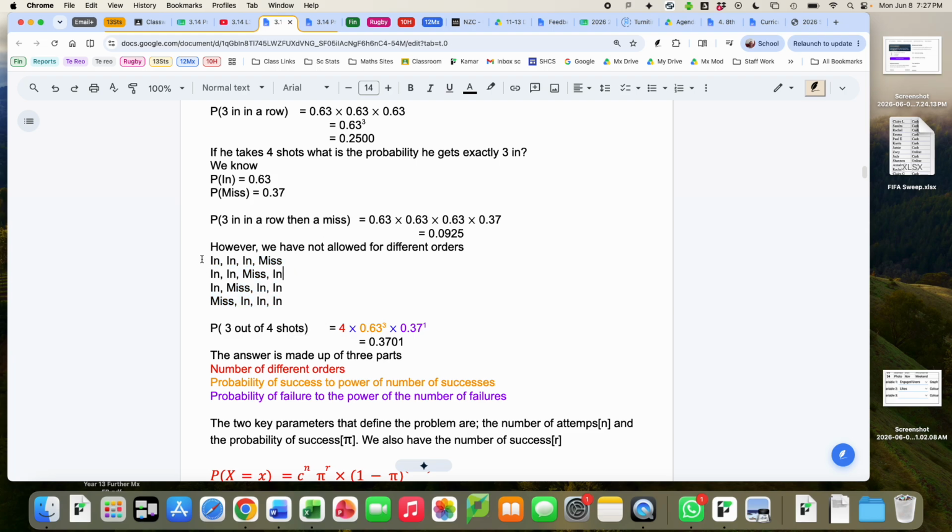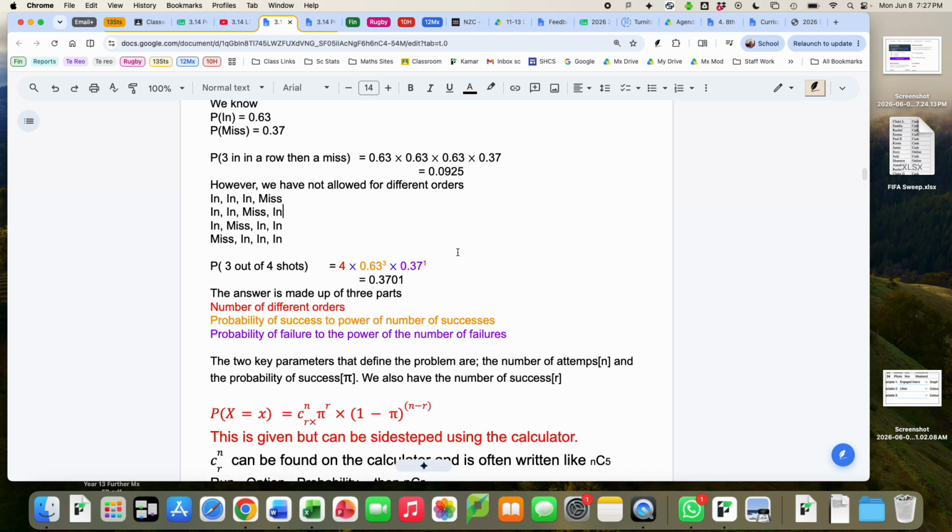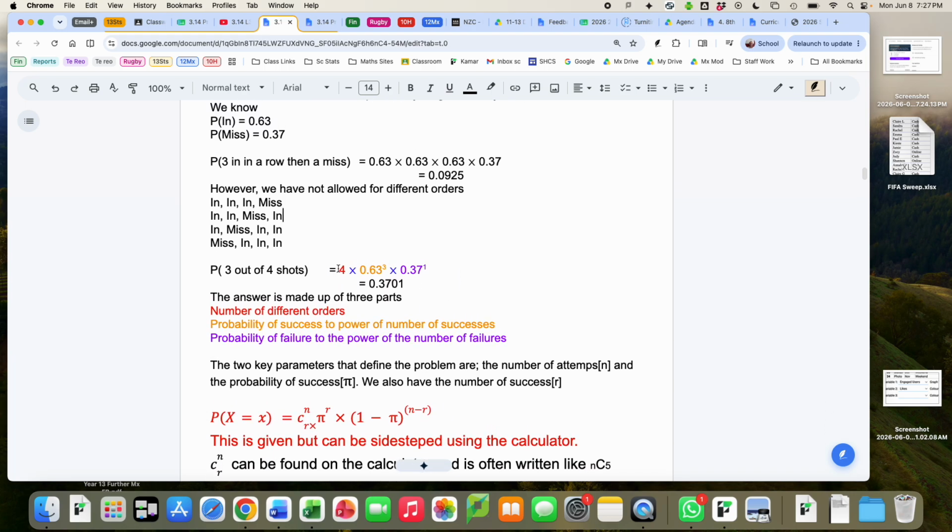It's a binomial, meaning there are 2 options. So now I change it slightly and I get this slightly fancy form. The 4 is for these 4 different orders. The 0.63 to the power of 3 are the 3 shots going in, and the 0.37 to the power of 1 is the 1 shot not going in. It's important that the 3 plus the 1 add to 4 because there are 4 shots.